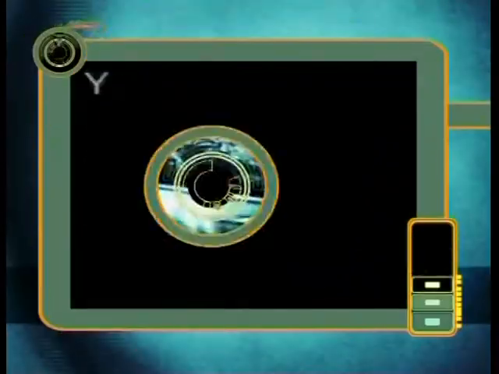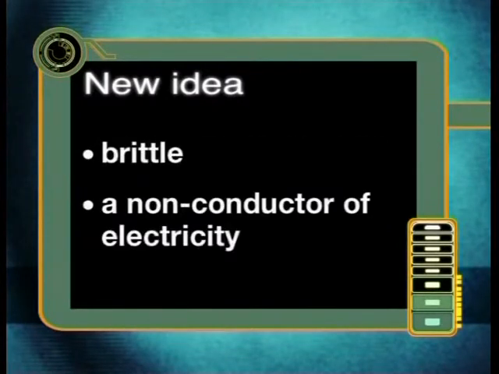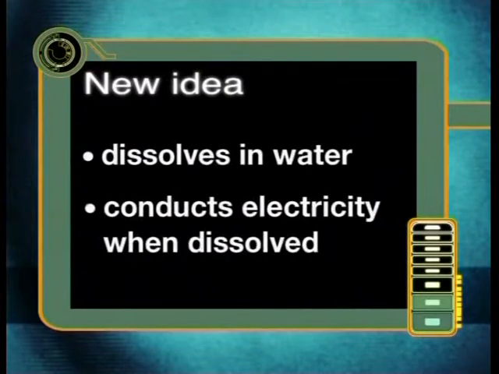Now, it is not only sodium and chlorine that combine in this way. Whenever a metal element reacts with a non-metal element, this same sort of crystal forms. I'm sure you must be wondering how we can use the model of an ionic bond to explain the physical properties of crystals, like sodium chloride. Perhaps you have some ideas that you could discuss with a group of classmates. Explain why sodium chloride is brittle, a non-conductor of electricity, dissolves in water, and conducts electricity when dissolved.